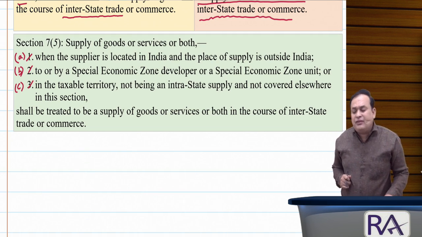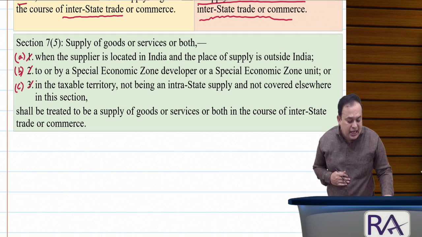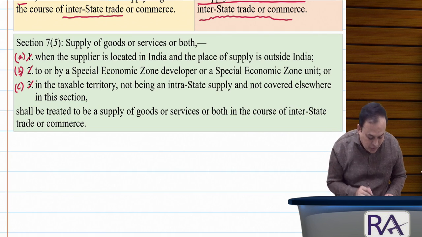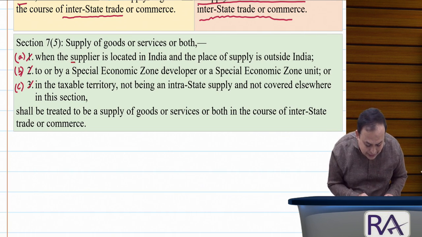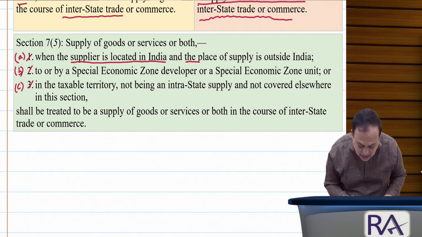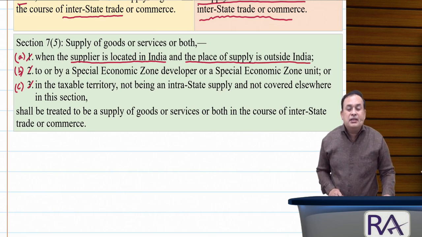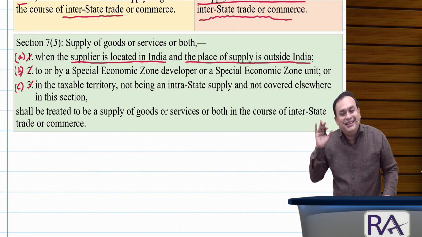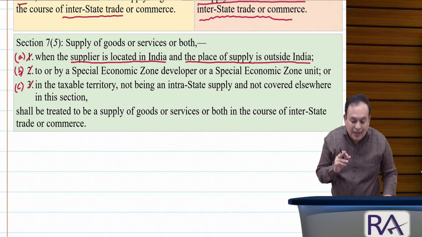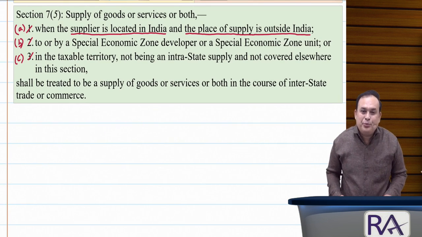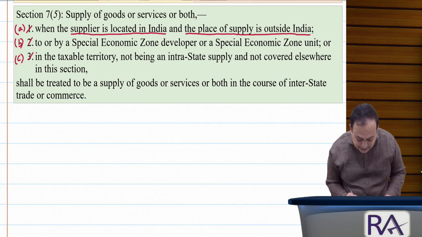Now I am referring to section 7 subsection 5, clause A. It talks about supply of goods, supply of services, or both, when the supplier is located in India and the place of supply is outside India. In that case it is interstate supply. Got the clarity? I will refer here, for your kind consideration, one simple example.